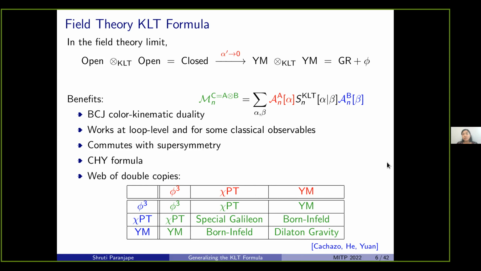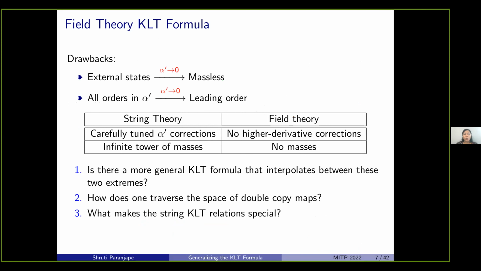So okay, we can all agree that in the field theory limit, there are some very, very rich and nice features that arise. But there are two things that we lose in the process of taking alpha prime to 0. One of them is the fact that in the KLT formula, your external states were allowed to be any of the string resonances. So they were allowed to have mass. Once you take alpha prime to 0, you're strictly in the massless regime.